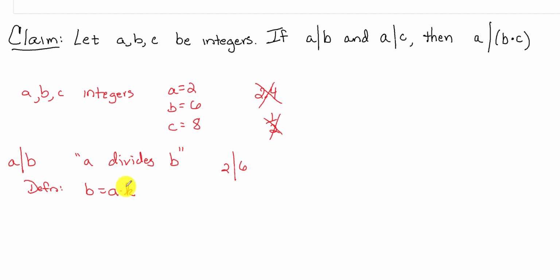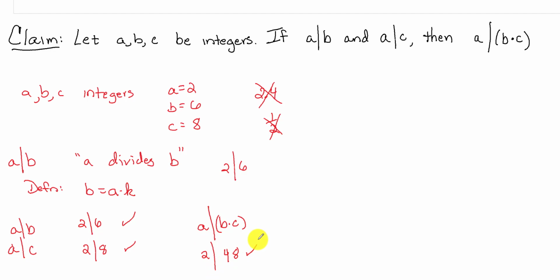Similarly, A divides C, then A must divide the product. So I do have a little example here. If A equals 2 and B equals 6, we can say A divides B. In our example here, 2 divides 6. A divides C. Let's see, 2 divides 8. Yes. And so what this claim is saying is that A must divide the product of B times C, which in this case, 6 times 8 would be 48. 2 divides 48.